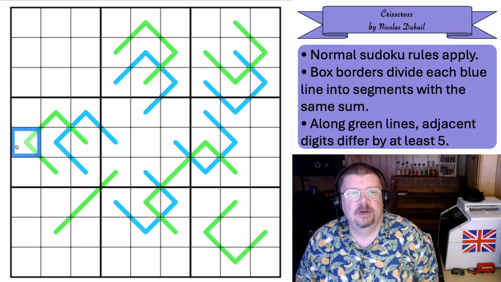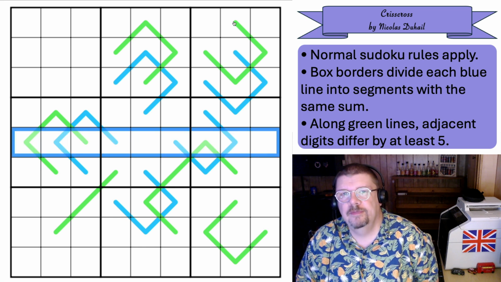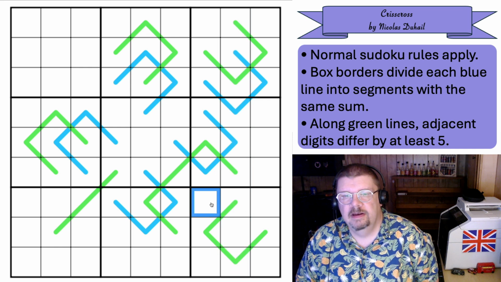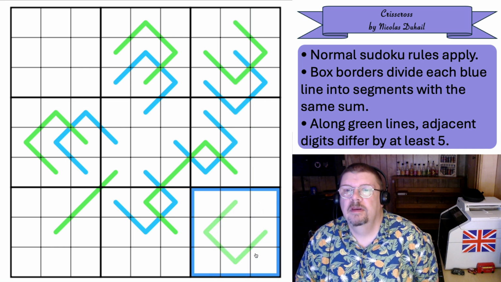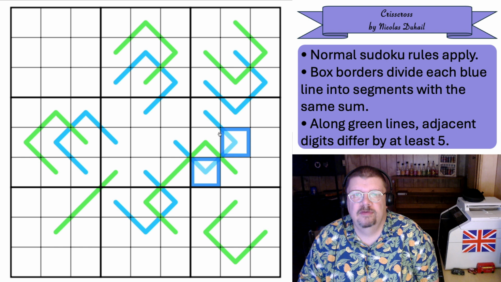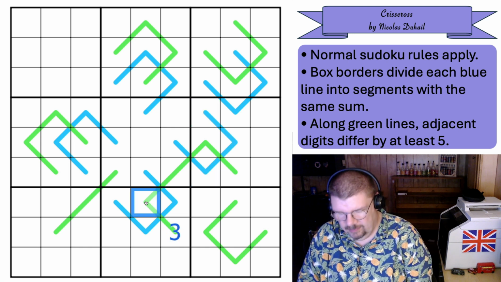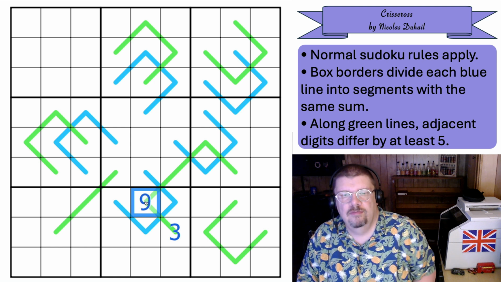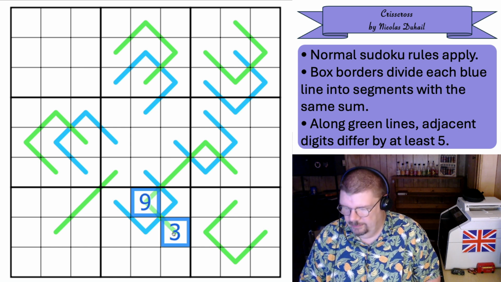Normal Sudoku rules apply, so we're going to place the digits 1 to 9 once each in every row, every column, and every box. Box borders divide each blue line into segments with the same sum. So this digit will equal this digit, which will equal the sum of these two, and this will be the sum of these three. Along green lines, adjacent digits differ by at least 5. So if this were a 3, for example, this would have to be an 8 or a 9 to be at least 5 away from it.